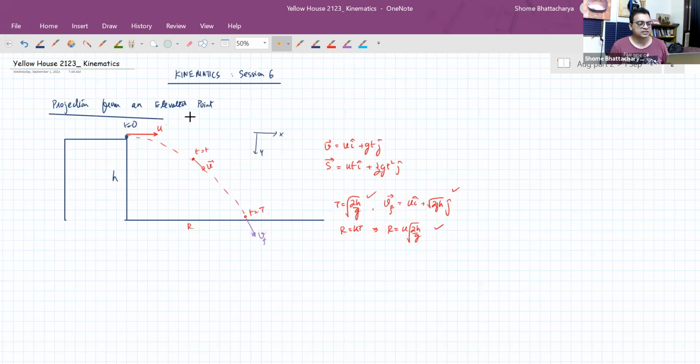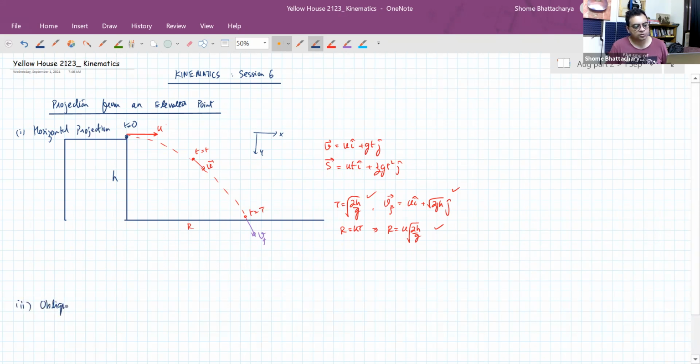Now, today we will discuss the next case, which is oblique projection. This was horizontal projection from an elevated point. Now, today we'll discuss this situation: what if there is oblique projection? That means it's projected at an angle.